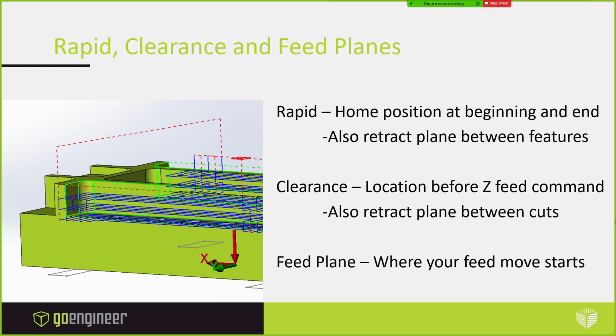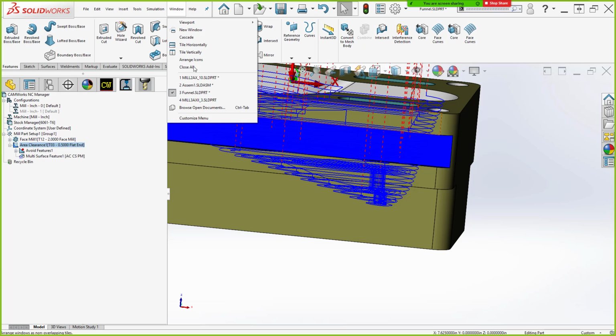You can see as it transitions from the slot on the back side to the slot on the front side, it takes that rapid plane. Clearance is location before the Z feed begins. It's also where it retracts to between the different cutting heights, and then feed plane is where your feed move finally starts. Let's jump into software real quickly, analyze that on our original part here.